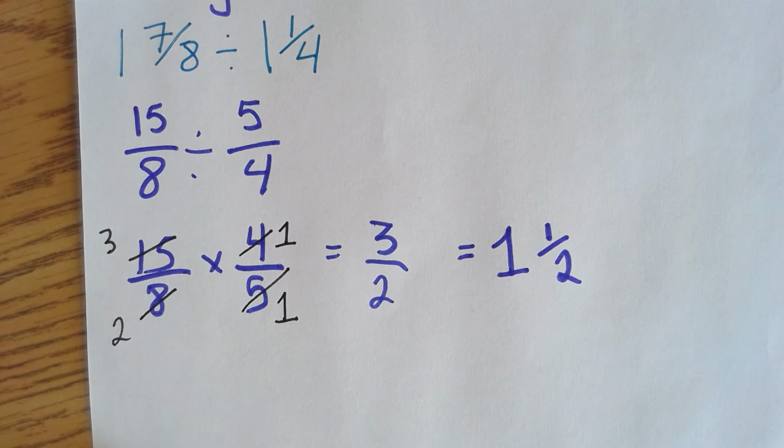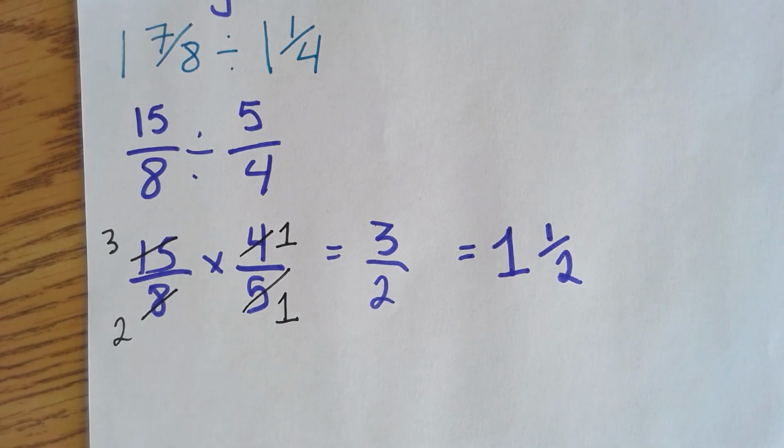If you weren't going to reduce like I did there, you're going to end up with 60/40, which is essentially the same thing. You're just going to have to do more reducing at the end. And that is how you go about dividing mixed numbers.